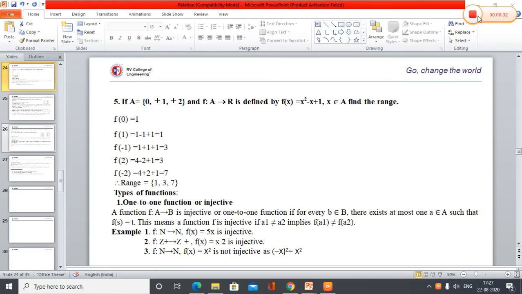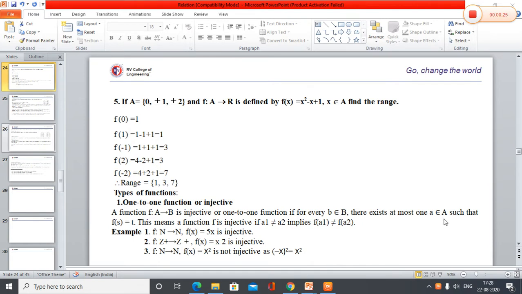In this video lecture, I will discuss different types of functions. The first one is the one-to-one function, which we also call an injective function. What is a one-to-one function? If there is a function f from set A to set B, it is called a one-to-one or injective function if for every b belonging to B, there exists at most one a belonging to A.